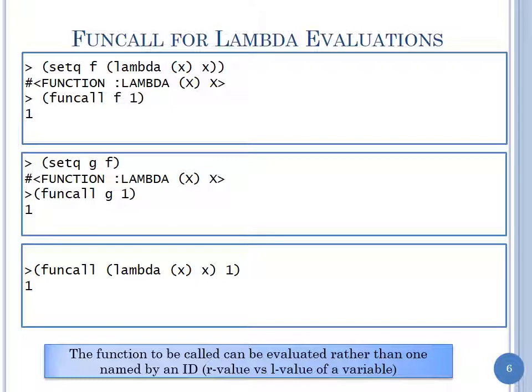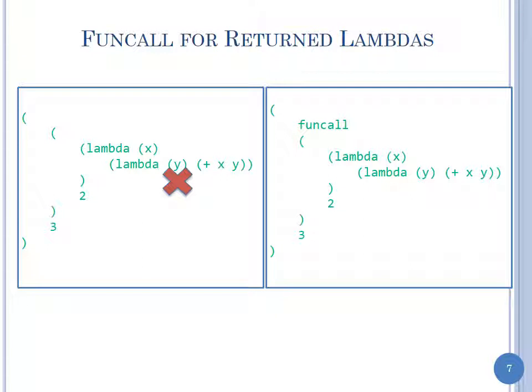So just remember, these are the rules here. We can do func call with f if f has been bound to a lambda expression. We can do func call with g if g has been assigned to something that evaluates to a lambda expression. Or we can do func call directly to something that is a lambda expression. So we have to do a func call on the outer lambda, and get from it the inner lambda, which we then connect to the argument.